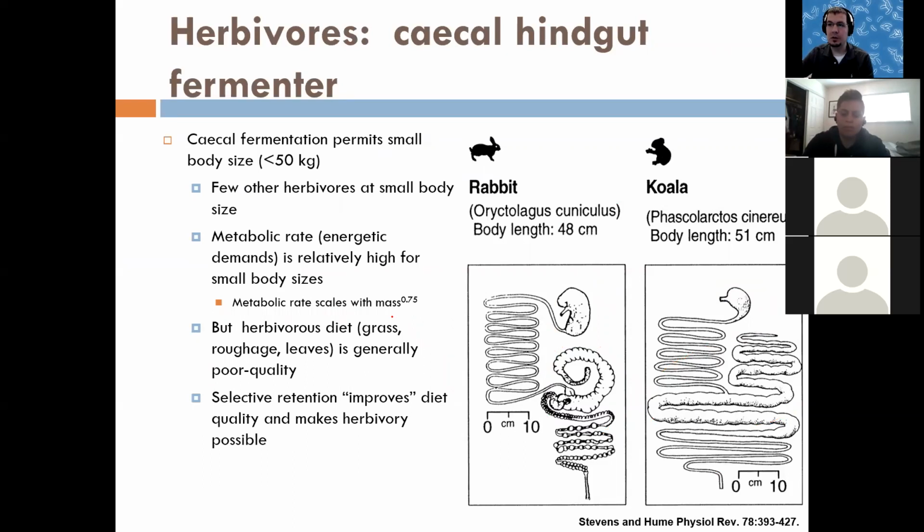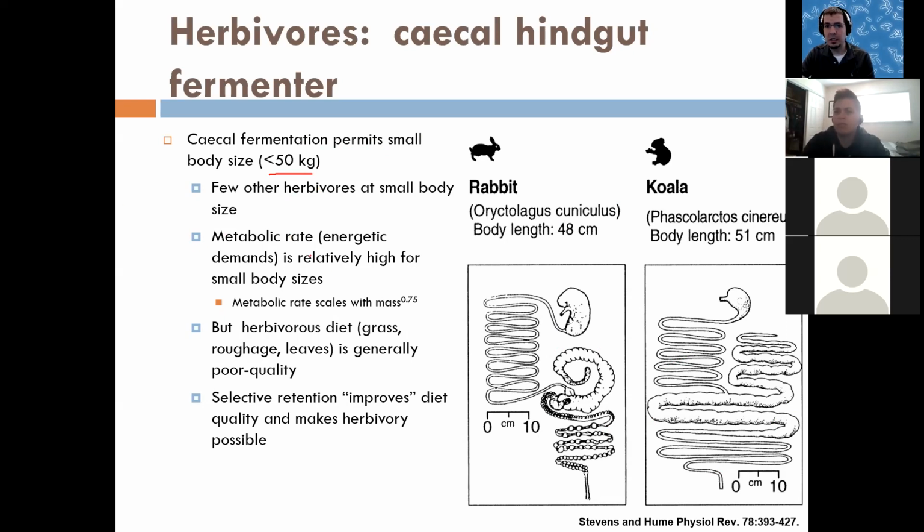Okay, so the reason for this difference is that it permits small body size. So if you see an herbivore that's less than 50 kilograms, it's almost certainly a cecal hindgut fermenter. There are a few other herbivores at the small body size. The explanation is a little tricky. It goes to metabolic rate.